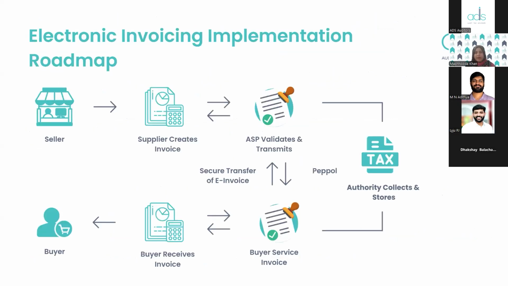Coming to the roadmap, what does the electronic invoicing implementation roadmap look like? So there's a seller. The seller will create an invoice. So the supplier will create an invoice which would go to the ASP, who would validate and transmit this invoice. It would be a secure transfer of e-invoicing using the PEPPOL to the buyer's service provider. The buyer service provider will give this invoice, so the buyer will receive the invoice, and ultimately it will be in the buyer's hand in e-invoicing format.